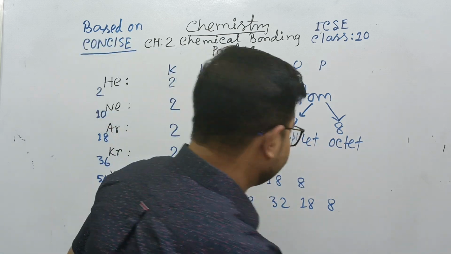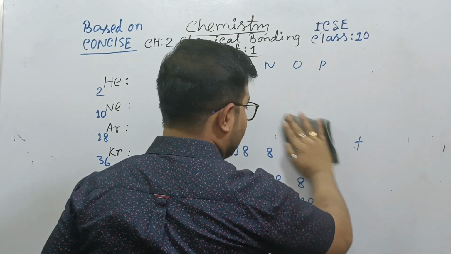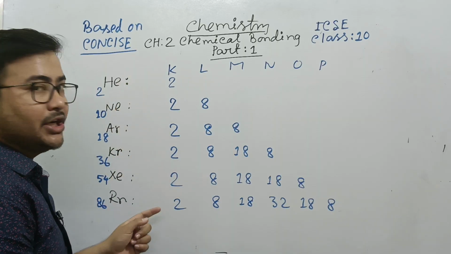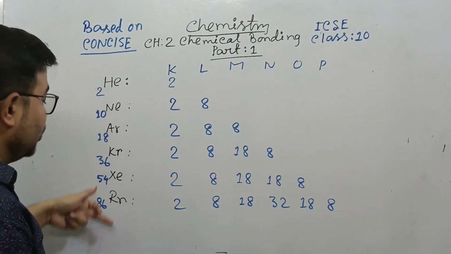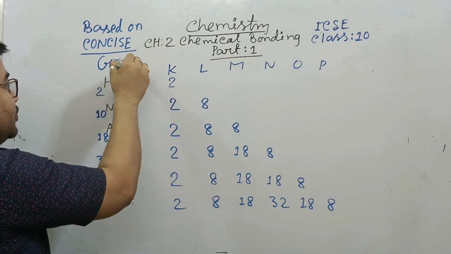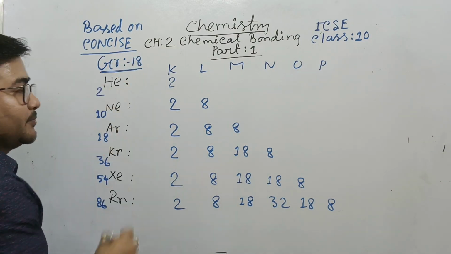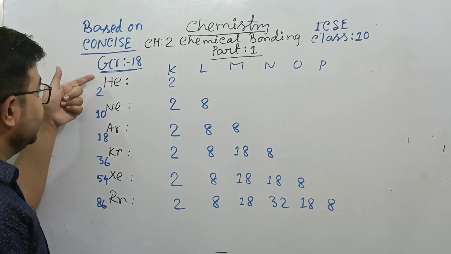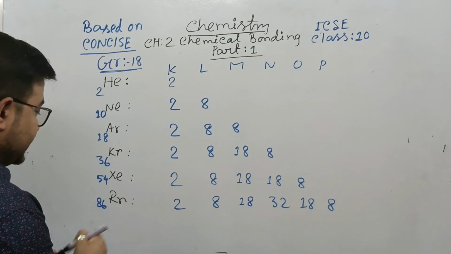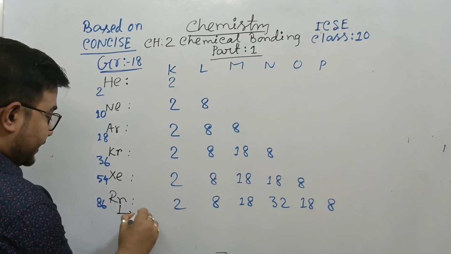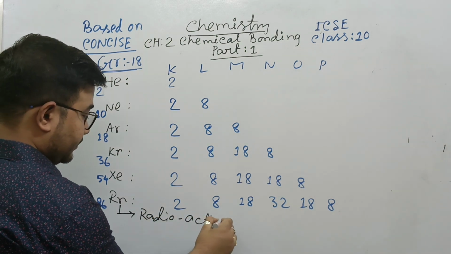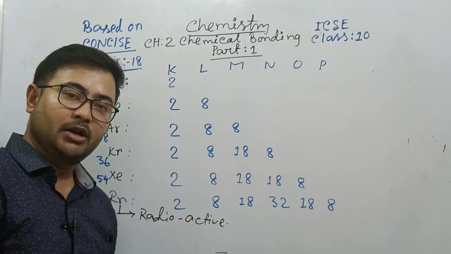Now look at the board about the electronic configuration of the noble gases. Noble gases means, keep in your mind, group 18: helium, neon, argon, krypton, xenon and radon. Among these, radon is radioactive. This is a factual point.